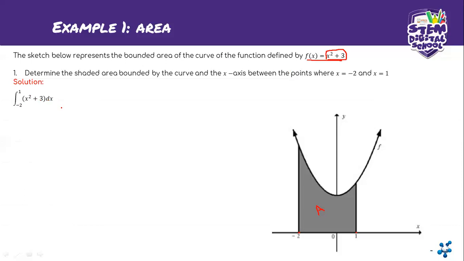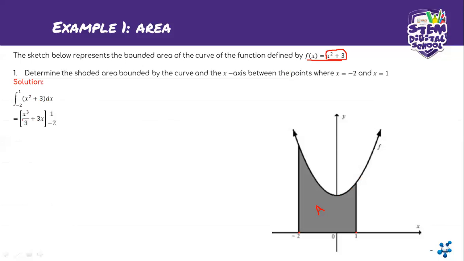Now, remember, what are we determining? We are determining the area, right? The area under this curve. You can see it is the area under this curve, so we are calculating that area there. Then let's see how you go about it.